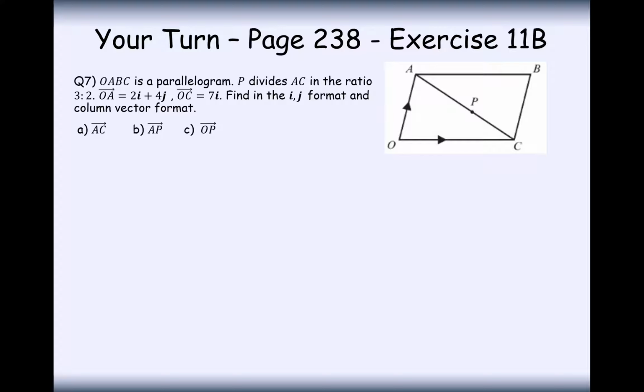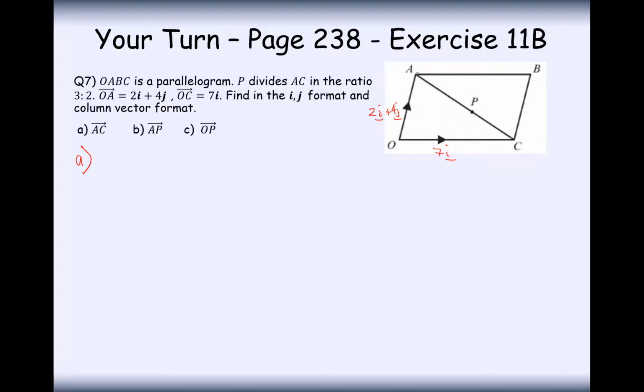Right, okay then, so it's your turn to have a go at this question here. Pause the video and see how you get on. Right, okay then, let's have a go through this question here then. So we've got O to A representing 2i plus 4j, and the vector O to C represents the vector 7i. So, write in i j format and column notation how we would get from A to C.